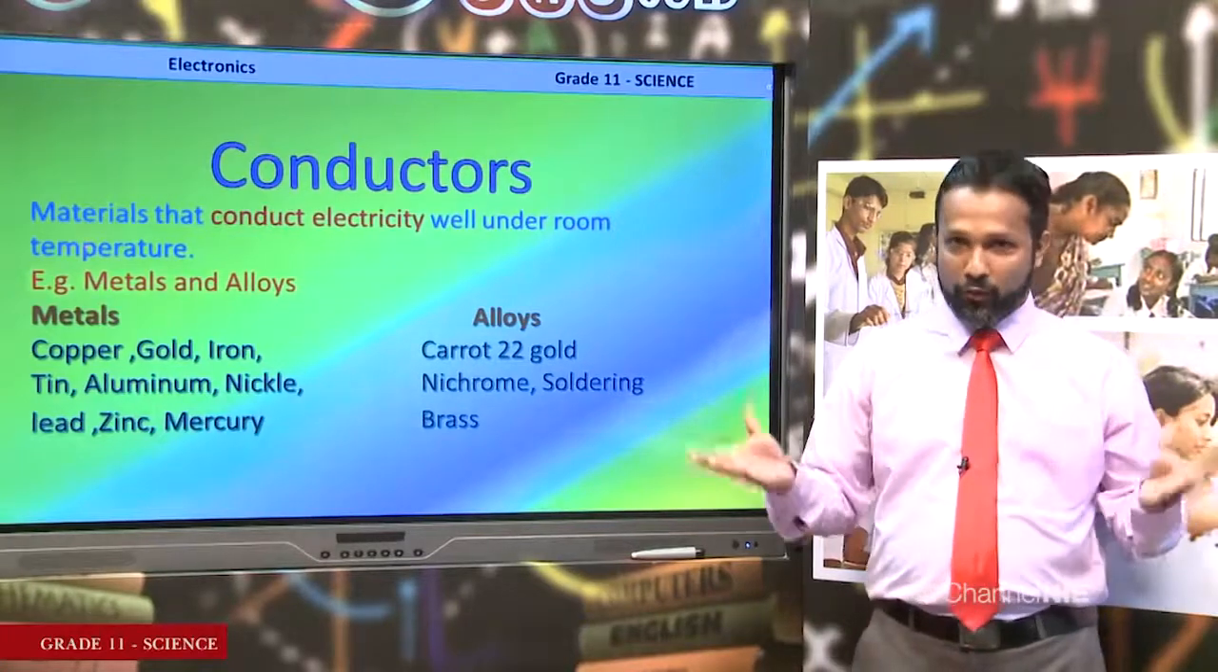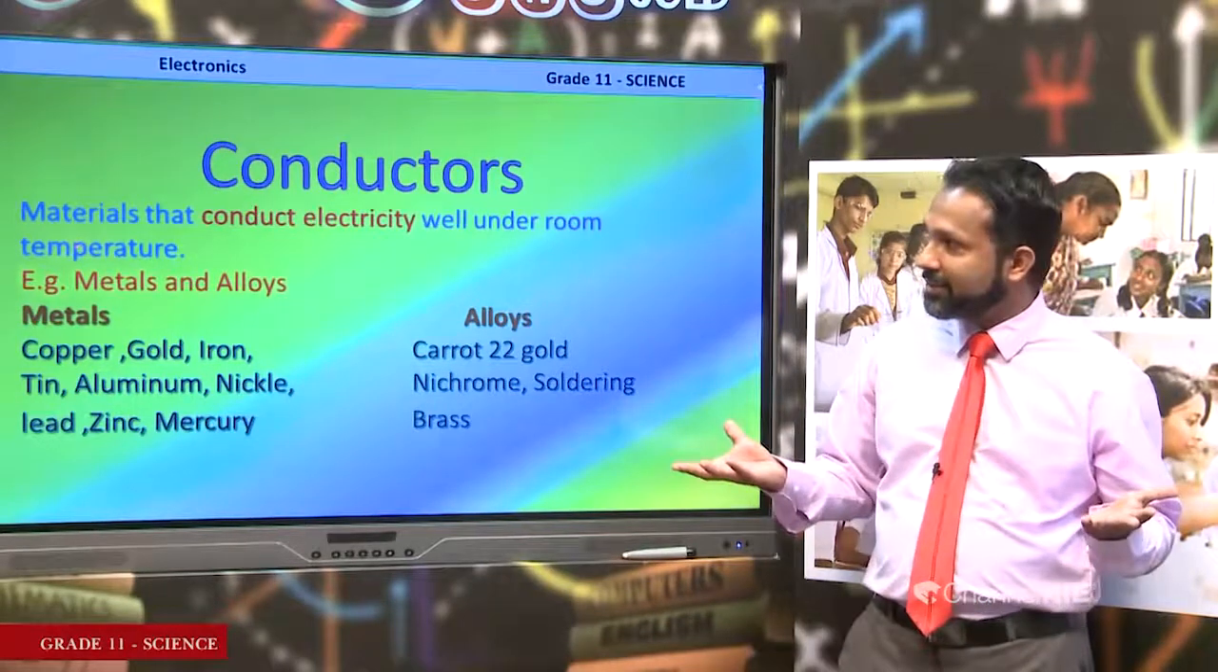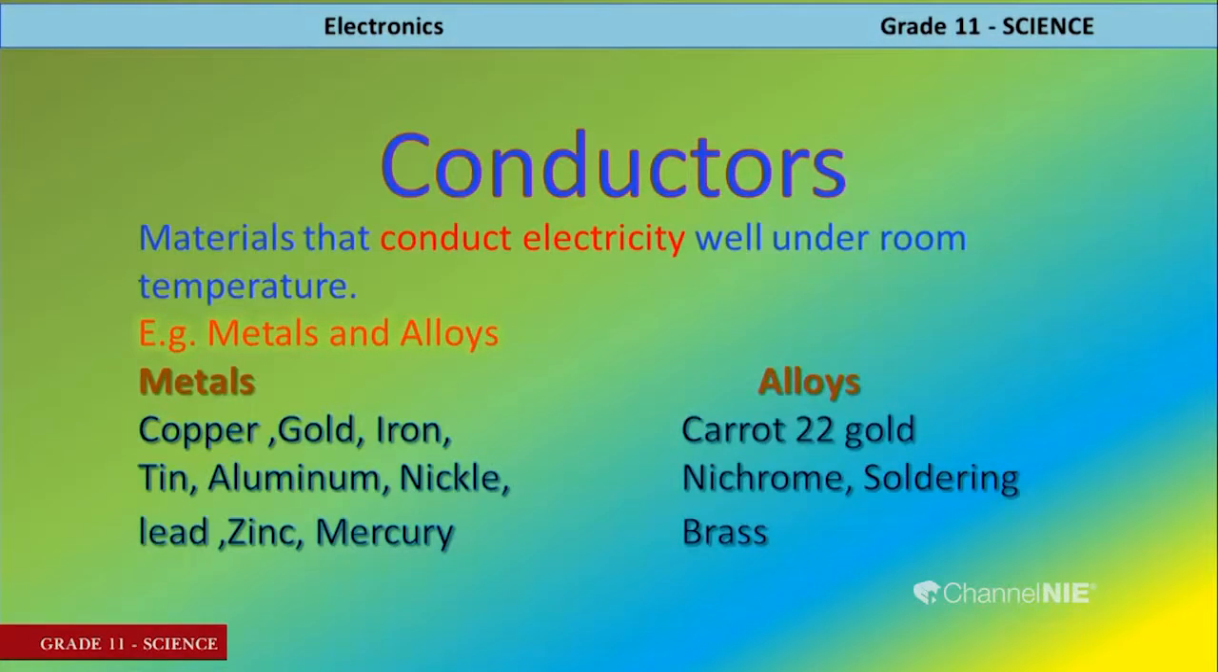Conductors. First of all, we can pay our attention to conductors. What are conductors and how do we call a particular material a conductor? My dear children, you can focus your attention. Materials that conduct electricity well under room temperature are called conductors. You have studied this when you were in grade 6. Materials that conduct electricity well under room temperature are called conductors.